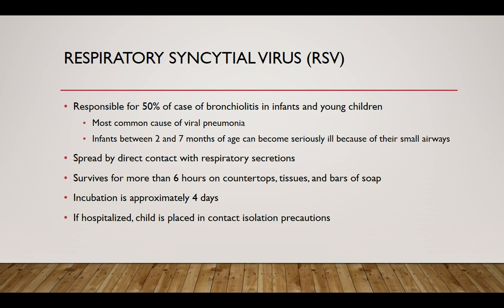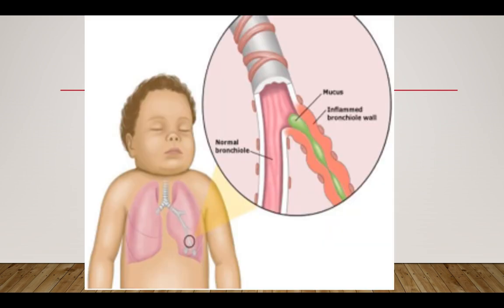Respiratory syncytial virus, RSV, responsible for 50% of the cases of bronchiolitis in infants and young children. Most common cause of viral pneumonia, like I said, spread by direct contact. Incubation time is about 4 days. Okay? And there's a picture of what happens with RSV. Okay?